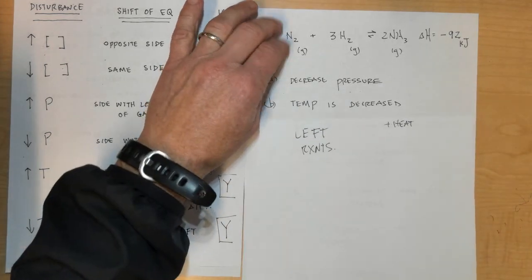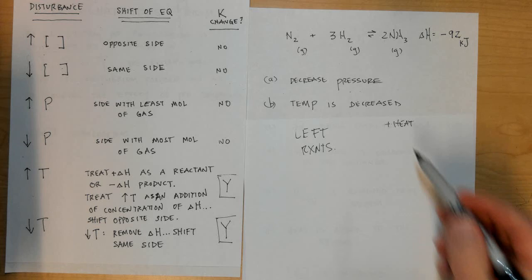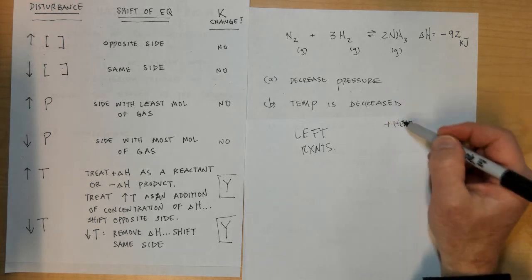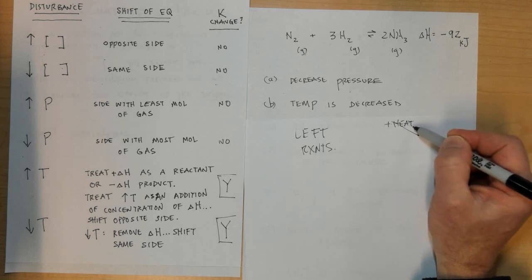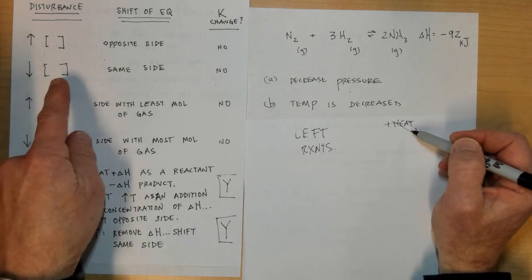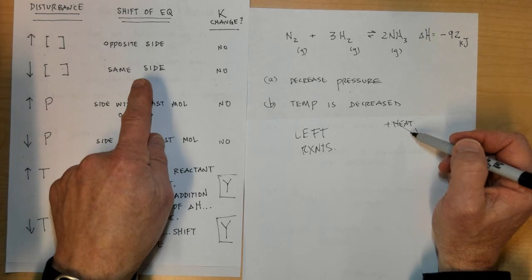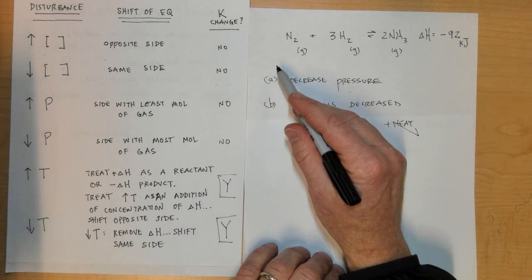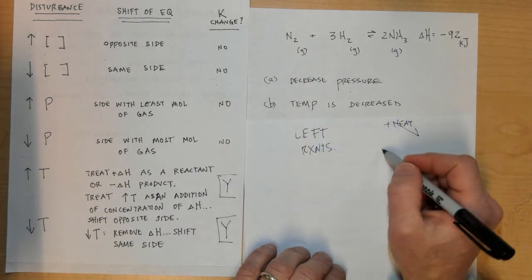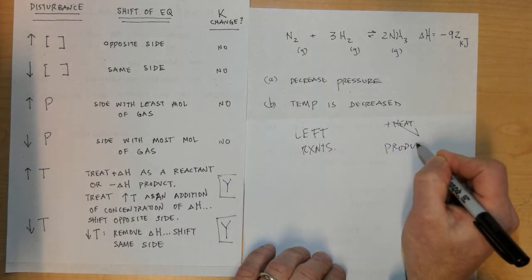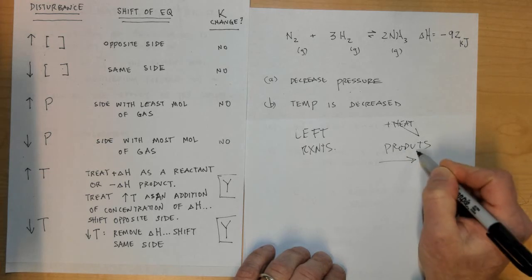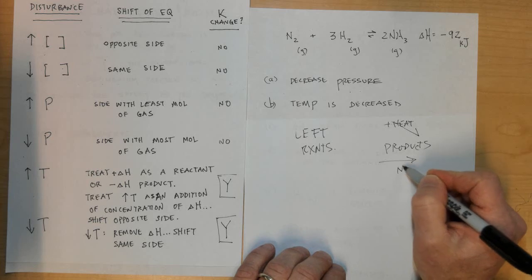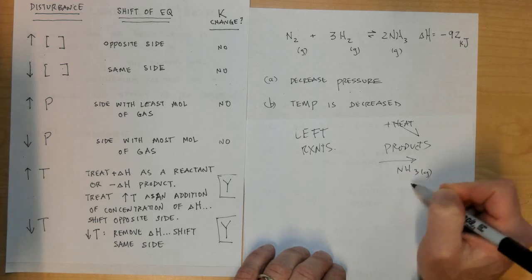Second example, temperature is decreased. Oh, now you have to have the plus heat in here. And if I decrease the temperature, I'm decreasing the amount of heat right here. I'm decreasing the concentration of heat. And what does it say is going to happen? It would shift to that same side, correct? So it should shift to the right, and it should shift to the products. You could say that to the NH3 side. That would be okay to say as well.